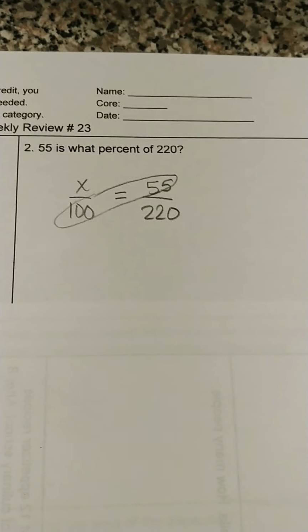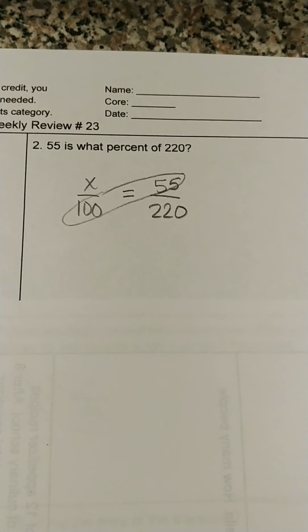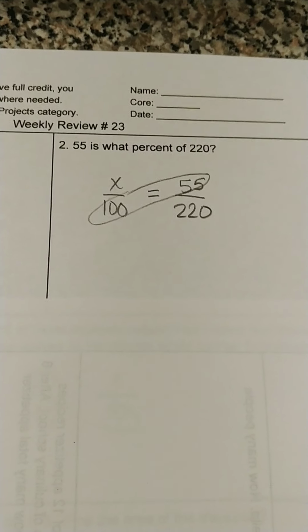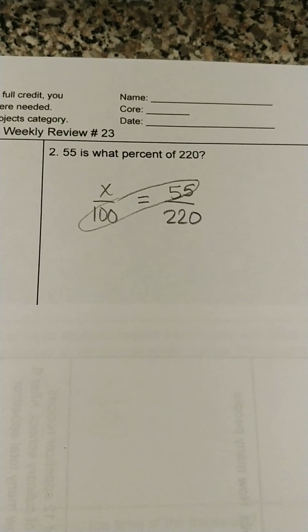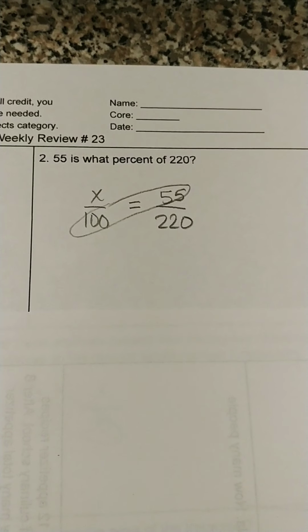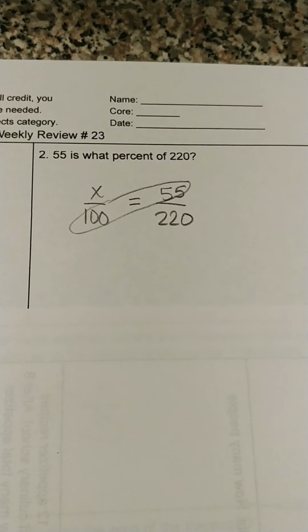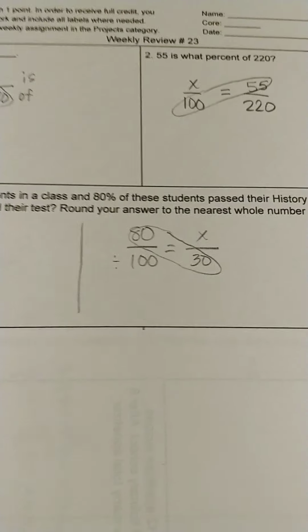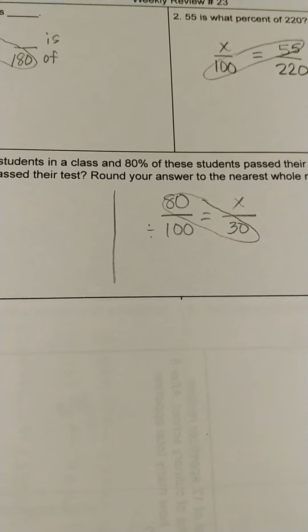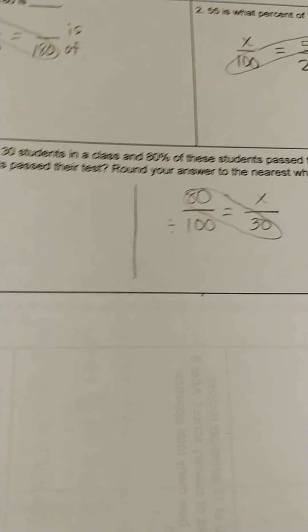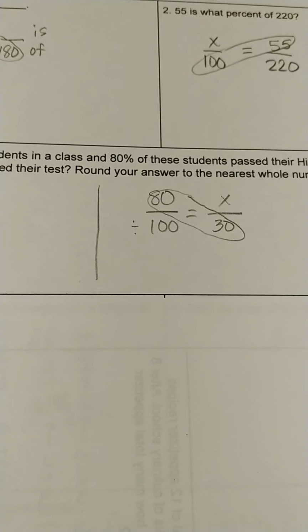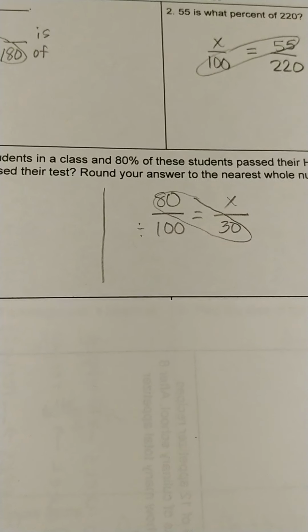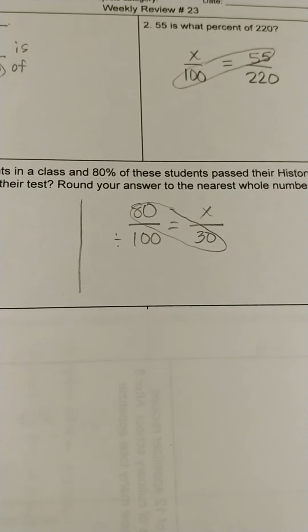On number 2, we set it up the same way, except this time 55 is what percent, so we're looking for the percent, x over 100, and then we take 55 as our is, of is the 220. So again, it's our is over of. For number 3, we have the same issue, and we're trying to figure out if there's 30%, so that's of, then 80% would be 80 over 100 equals x over 30. We cross multiply and then divide.